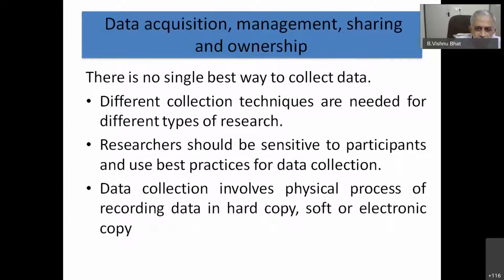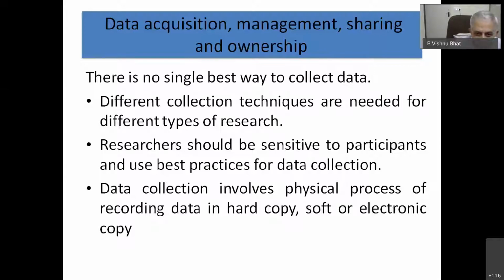The researcher should be sensitive to the participant and use the best practice for data collection, because data is very important. Today you collect data from people, waste their time, and then you lose it somewhere by fire or accident or something happens. Then the whole thing is wasted. So it should not happen.